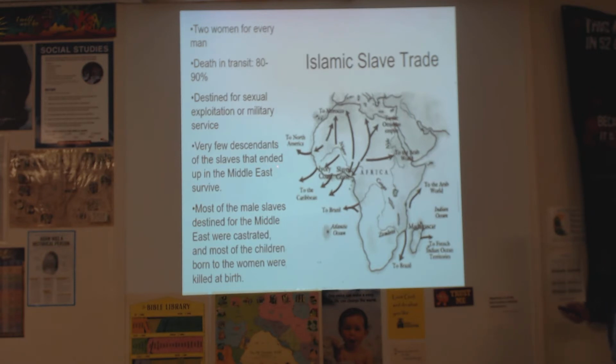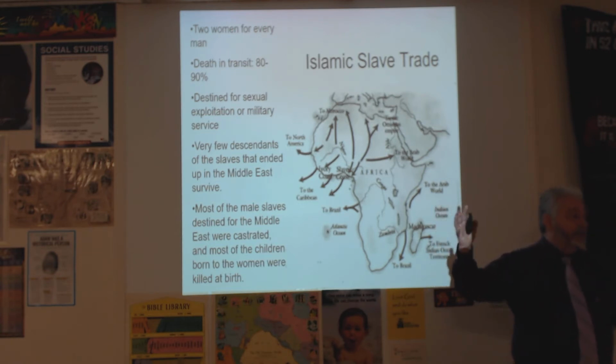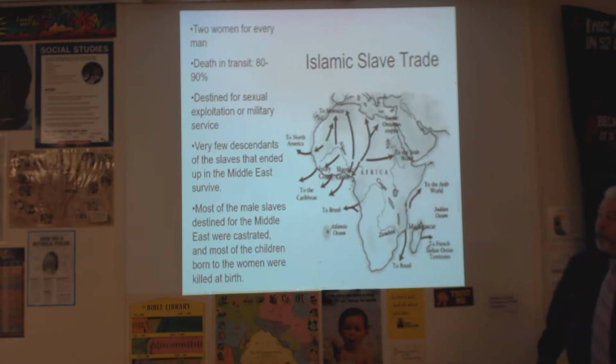Very few descendants of the slaves that ended up in the Middle East survived. You know, if you look in America today, in the United States, you can see a lot of the descendants of slave survivors, right? But you don't see that in the Arab world. Why? Well, most of the male slaves were castrated. They didn't want them to produce any children. And most of the children born to the women were killed.